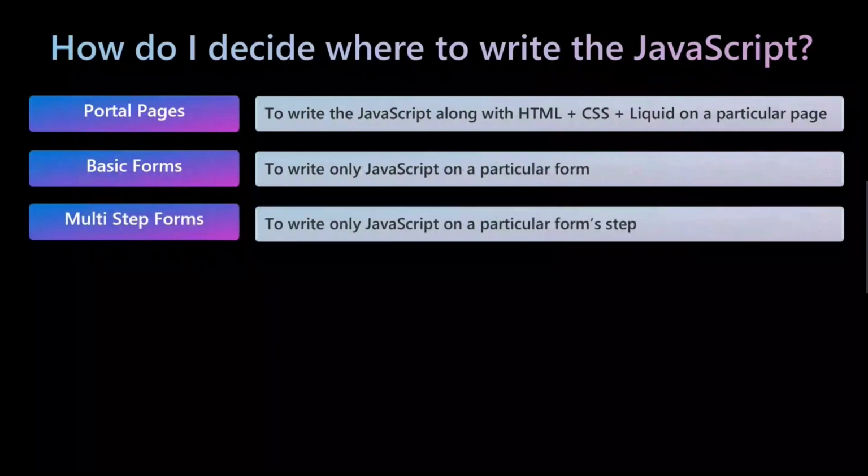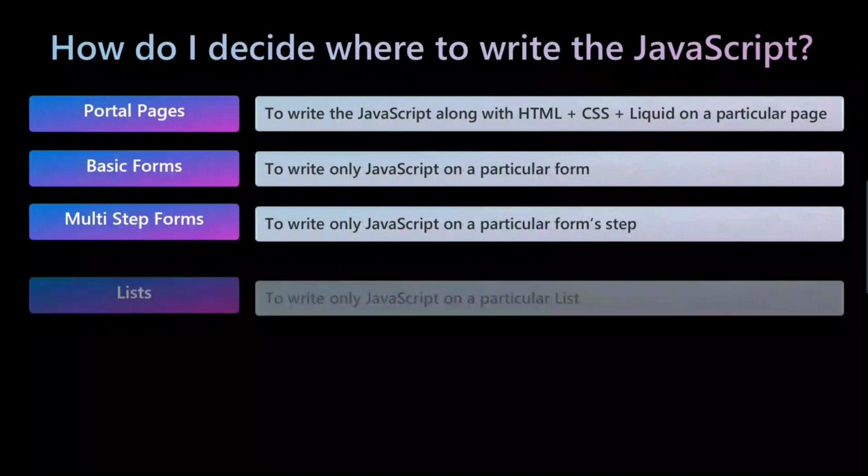Third is the multi-step form. Same as the basic form, you have to write the JavaScript only on the particular form step, because a multi-step form is nothing but a collection of steps. So if you have to write any sort of script, extend the capabilities, or add custom validation on a particular step, then you have to write the script on that particular form step.